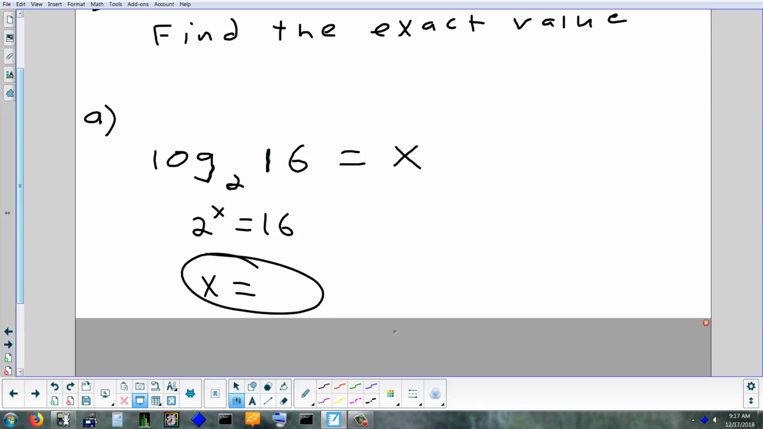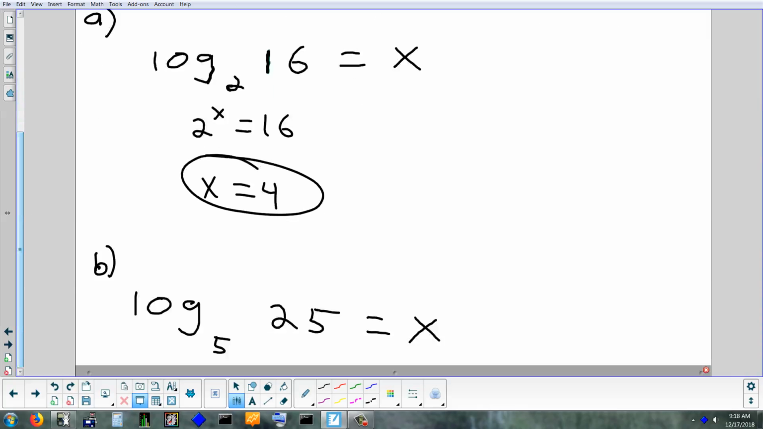Yep, 4. Now, sometimes people look at it too quick and they say 8. If somebody said 8, what's the mistake they made? They were thinking multiplication, like 2 times 8 is 16. This is 2 to what power is 16. So just be careful with that. All right, so x is 4.